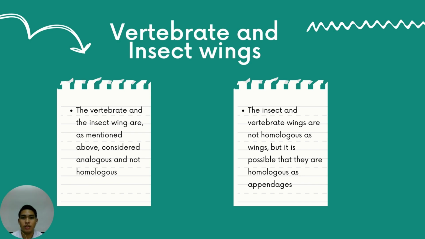Now we'll proceed to the vertebrate and insect wings. The vertebrate and the insect wings, as mentioned above, are considered analogous and not homologous, since the common ancestor of the two groups must have lived in the sea and cannot have possessed wings.